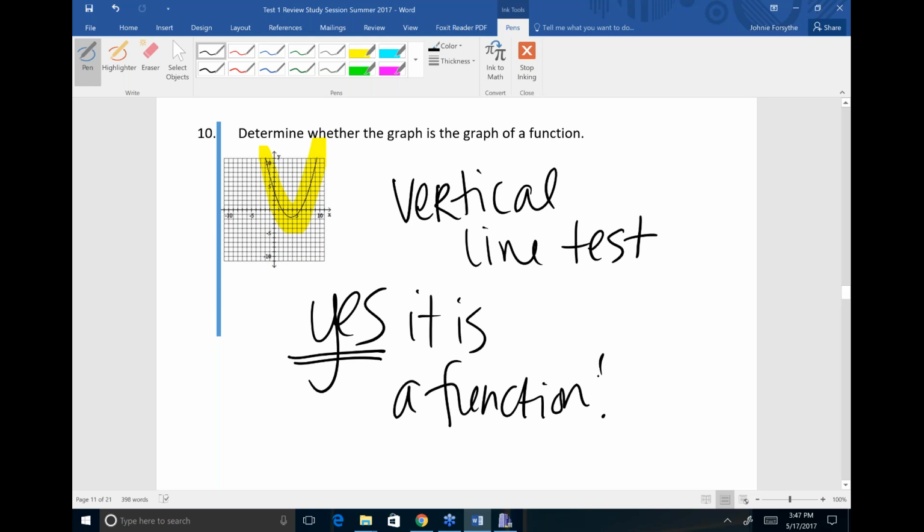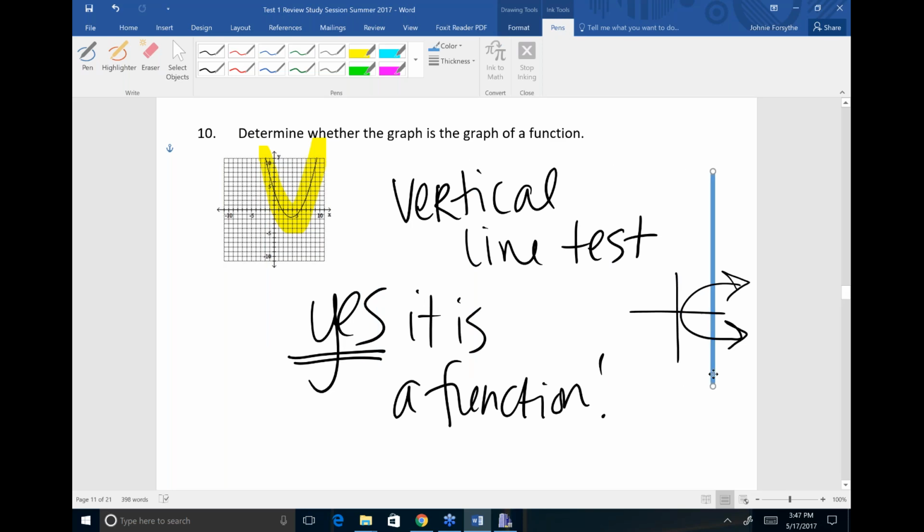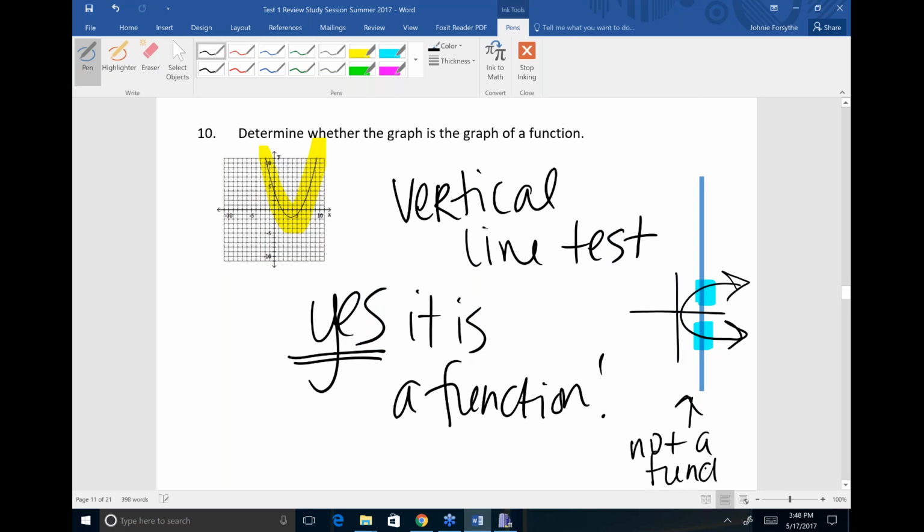Now, an example of it not being a function would be, let's say it was a graph looking like this, for example. And we took our vertical line, and if you look here, there's two places that it crosses the graph on that same line. So this would not be a function. Not a function. So it fails the vertical line test. But this is a yes. Okay?